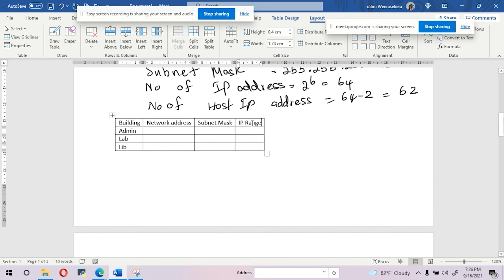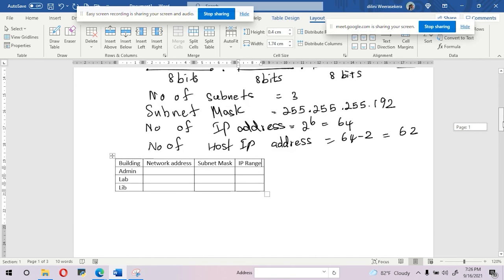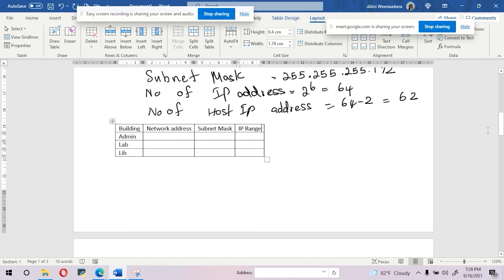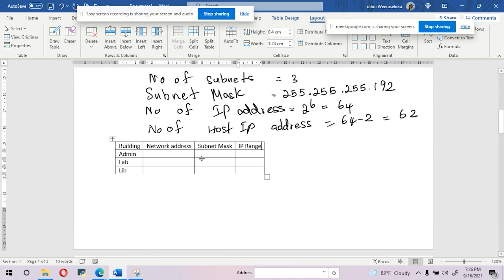Now out of this, we know the subnet mask, which we have already calculated, so we can write that here: subnet mask 255.255.255.192. That is the subnet mask, and it does not vary for whichever subnet you use. So we have done the subnet mask. Now we have to find the network address and the IP range.